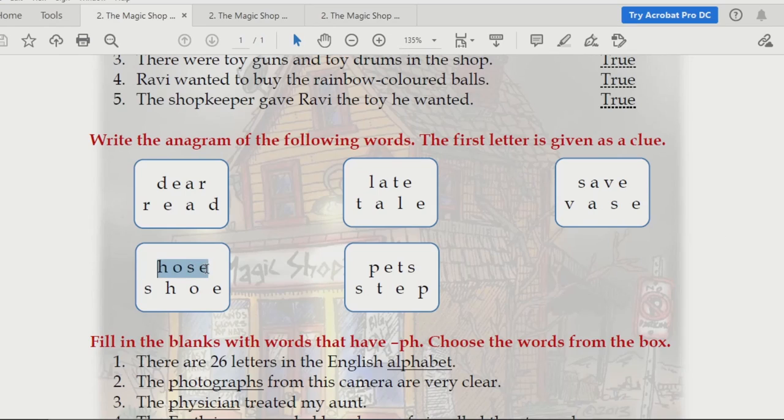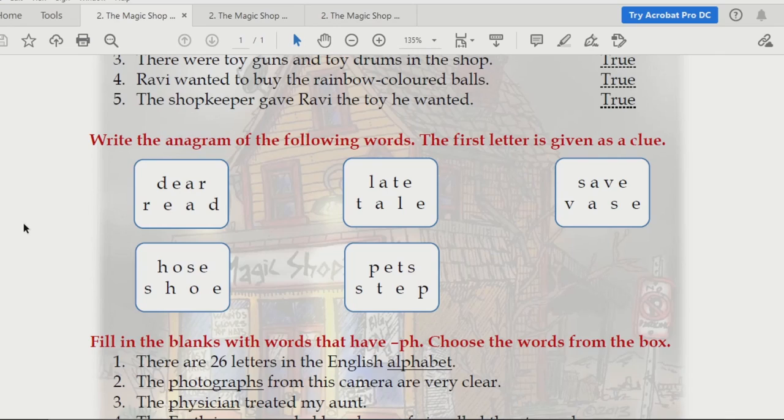Next one, hose, HOSE. And let me tell you, hose means when we use garden pipes, when we use the taps for the water, those things are known as hose. So that turns to SHOE, shoe. Next one, PETS. Pets can turn to STEP. Now it does not mean that we can have only one anagram of one word. There can be more than one. It can be 2, 3, 4, 5, 6, as many as possible.